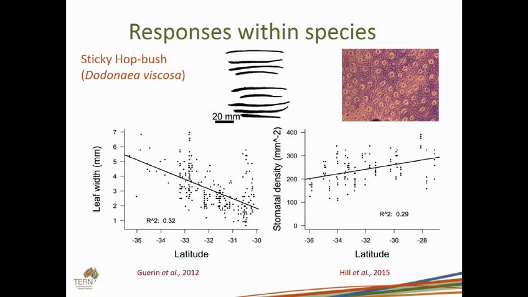Also, if you look at the stomata of the same species in the same sort of areas, the stomatal density is going up at the same time. And so what that looks like is a pretty good adaptation for increasing aridity. So if you've got narrow leaves and more stomata, that's good for convective heat loss. It's also good for evaporative cooling.